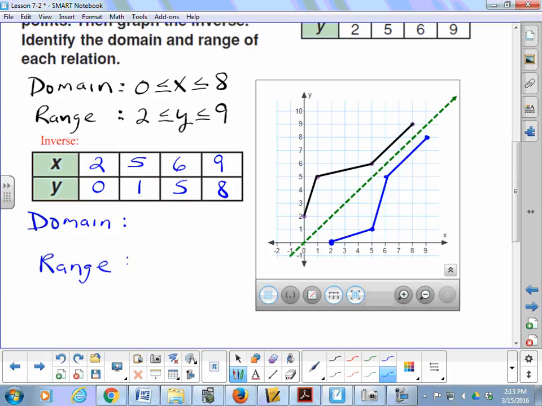Well, what did we do? Okay, we just switched x and y, right? So if we just switched x and y, then the domain and range are just going to switch also. Okay? So the domain for this is x is greater than or equal to 2, less than or equal to 9. And the range, y then, is greater than or equal to 0, less than or equal to 8. So inverses are just a matter of switching x and y, which means that the domains and ranges are going to switch also.